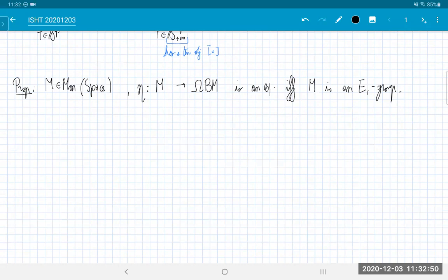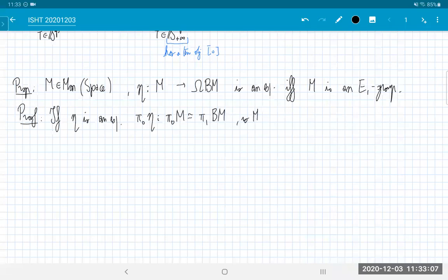Good. So first proof: if eta is an equivalence, pi 0 of eta is an isomorphism from pi 0 of M to pi 1 of BM, so M is a group. Okay, this was the silly direction, but we also have to do the silly directions from time to time. So the real content is the other direction. It's the case when M is a group, that this map is an equivalence.